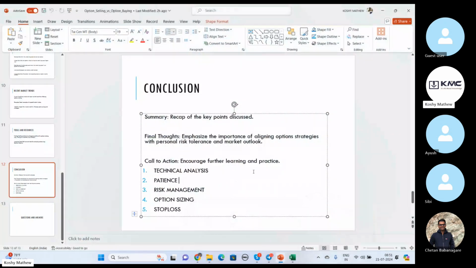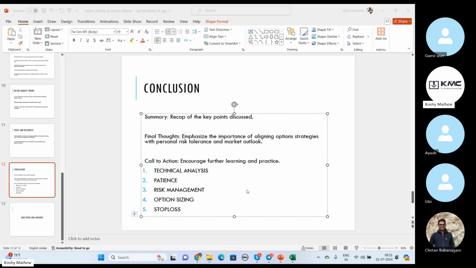This is what I want to close with. Technical analysis you have to do. Second, you have to have a lot of patience. Sometimes the market will be sideways. For a buyer, no use. For a seller, a lot of money because of premium erosion. You have to have a lot of patience.